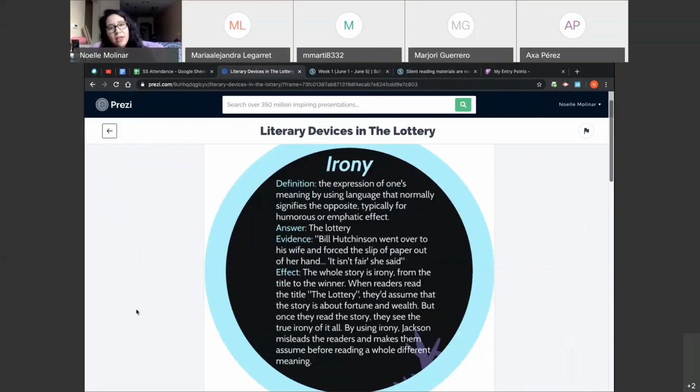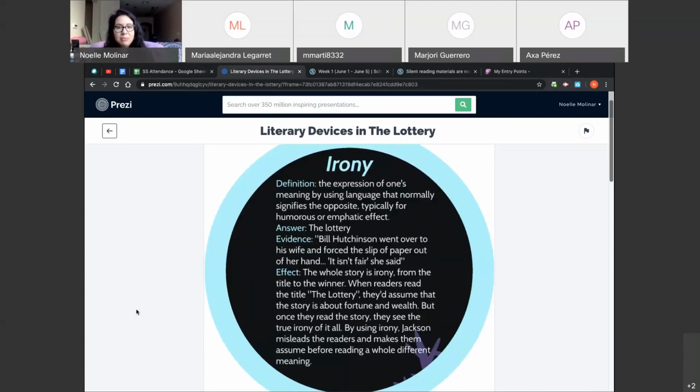So irony's definition: the expression of one's meaning or their significance by using language that normally signifies the opposite, usually or typically for humorous or emphatic effect. So emphatic effect means emphasis. So for example, when I'm using my hands a lot or you get louder, that's an emphasis. So you really want to, like we do in our writing and reading, highlight, circle, underline. You're emphasizing information. So the answer is the lottery, the process itself.